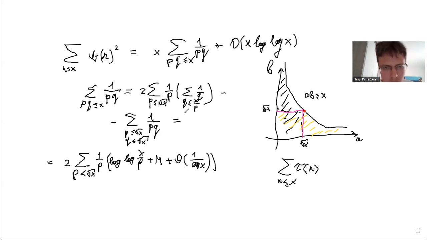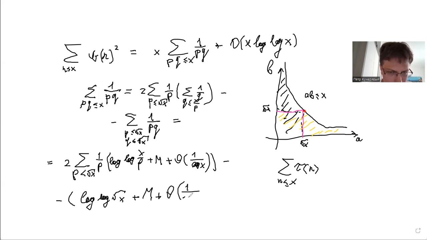Okay, here we used our theorem, Mertens' theorem. Minus, and here just a square. It will be a square. Okay, is this clear? I just subtracted using our formula for the sum of 1 over p over primes. Okay?